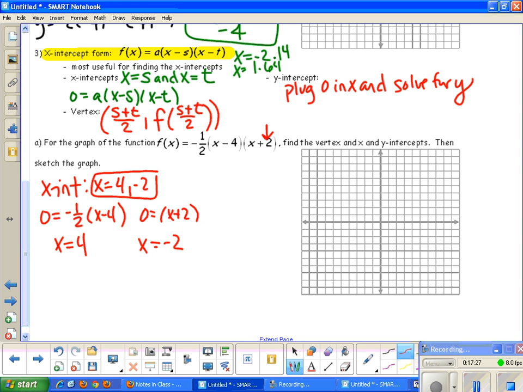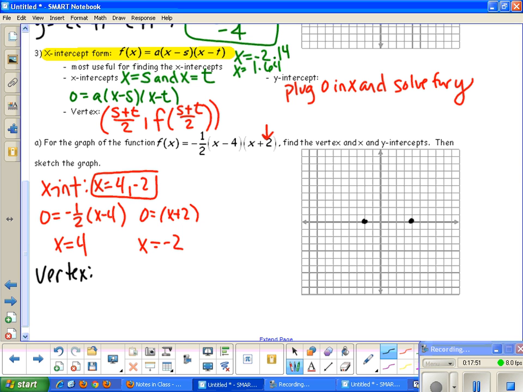And so again, it's opposite here of 2 because our formula is normally x minus t. So if it's plus, we would have to be putting a negative into our t value to get the positive. So that would be my x-intercepts. Now I want to find my vertex. And I'm going to plot my x-intercepts. We have -2 and 4.